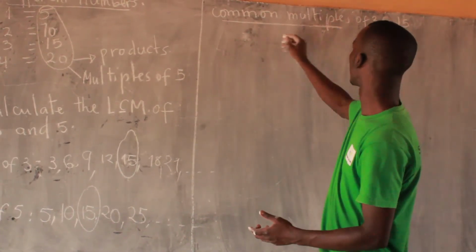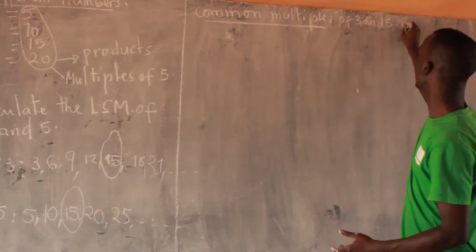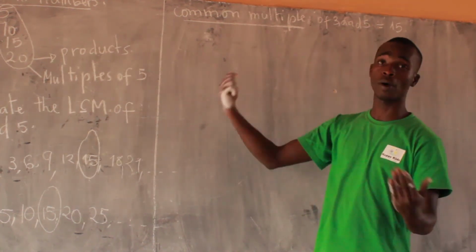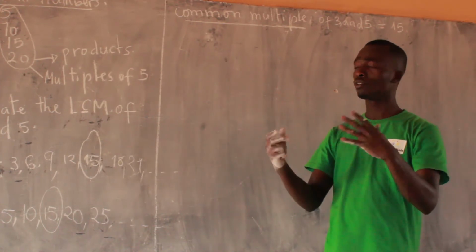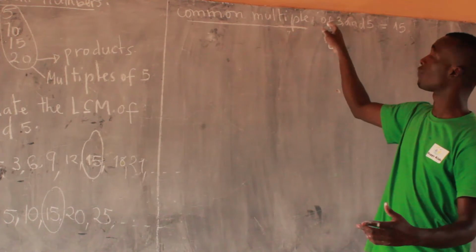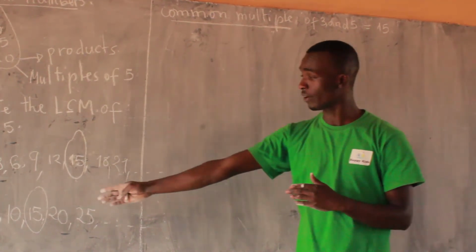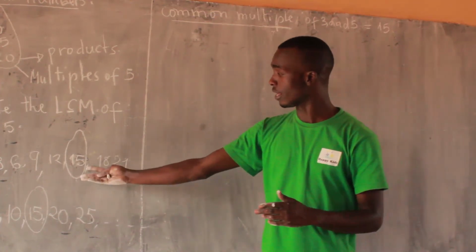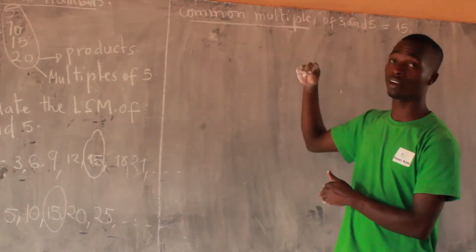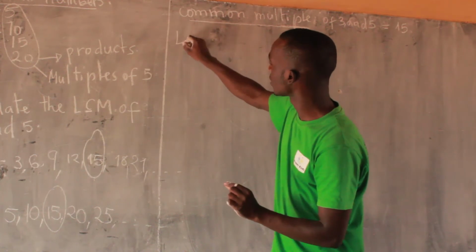But from here, I can see that the first common multiple of 3 and 5 is 15. Please don't panic, take it easy. When you are finding common multiples of numbers, the smallest one will be the one you get the first time. In all multiples which are common between 5 and 3, the one which is the smallest is the lowest.